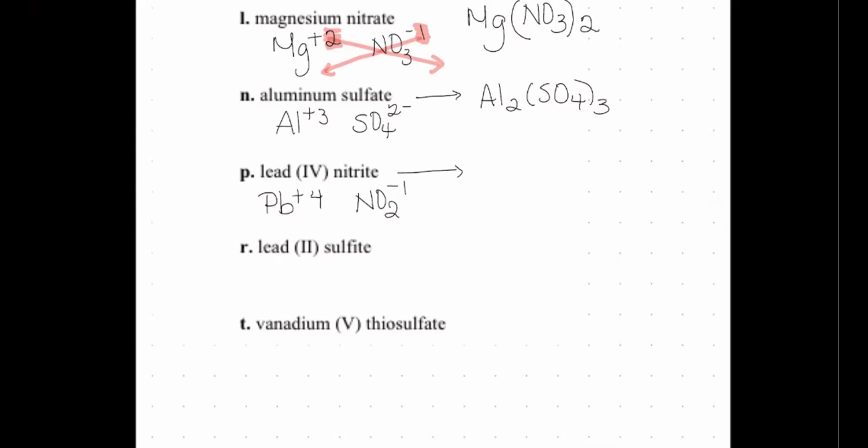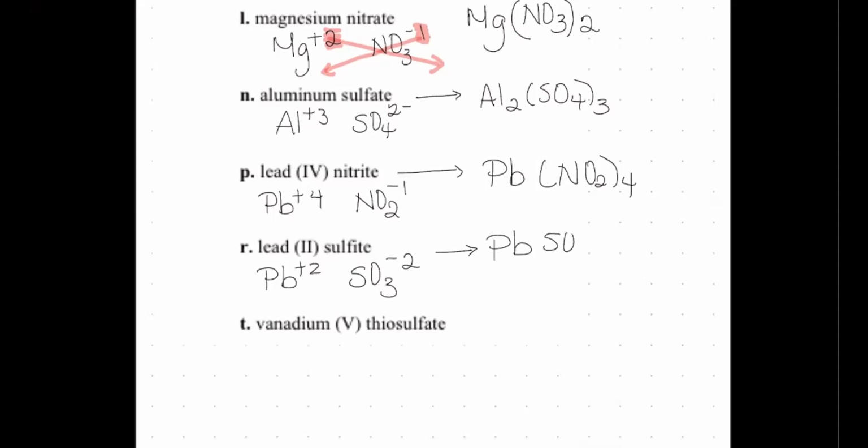Excellent job. This is PbNO2, 4. Next one, lead 2 sulfide, Pb plus 2, SO3 negative 2. What's the chemical formula of R? Pb SO3.